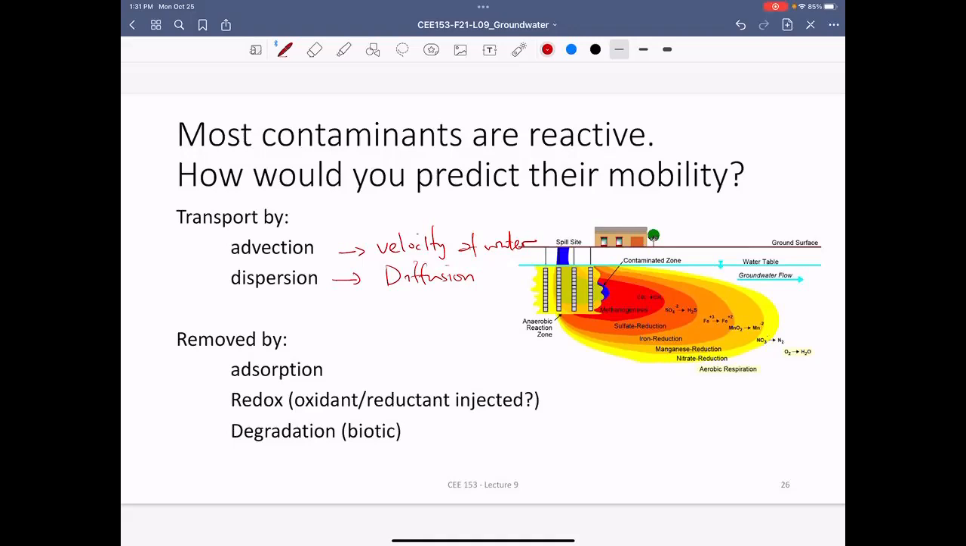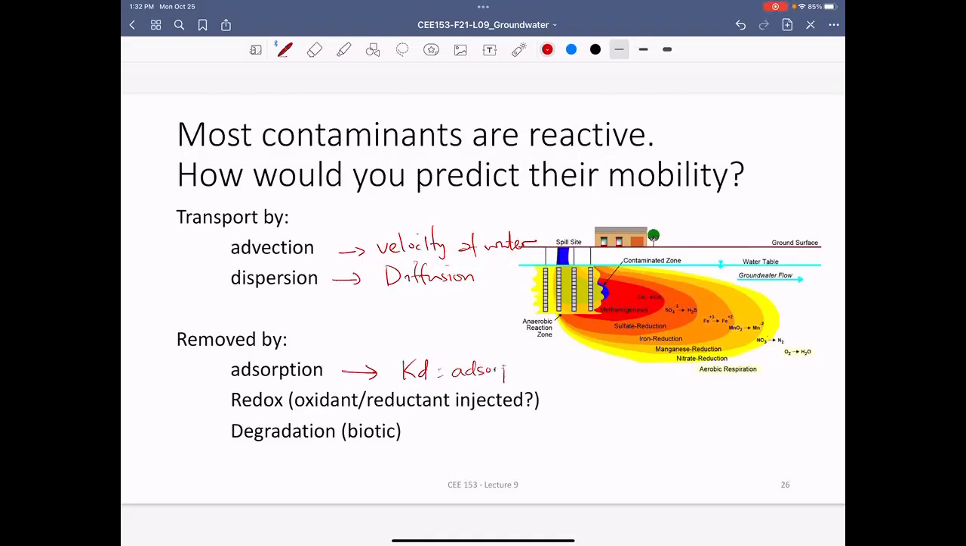But pollution or pollutant mobility can also be decreased because of a lot of other processes like adsorption. Adsorption means things are sticking on soil. So that's related to how sticky the soil is. You measure it based on the adsorption coefficient. This is called KD. Okay.